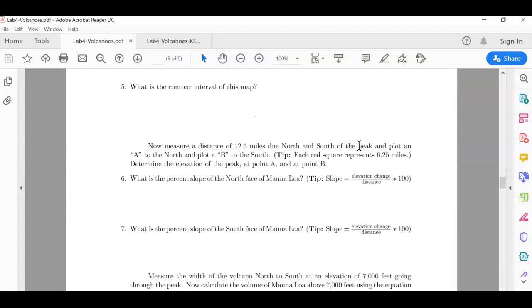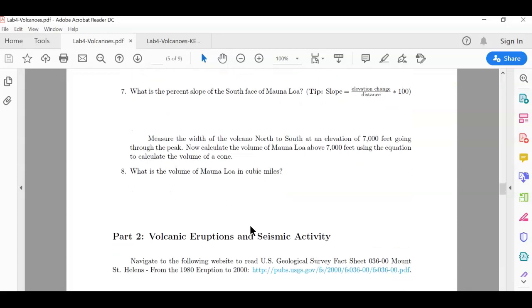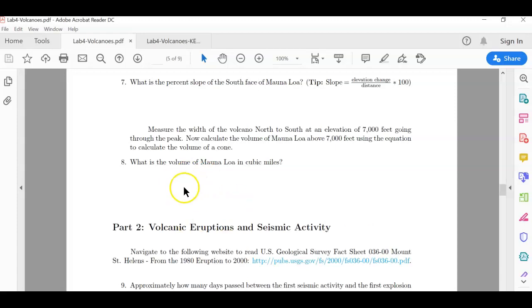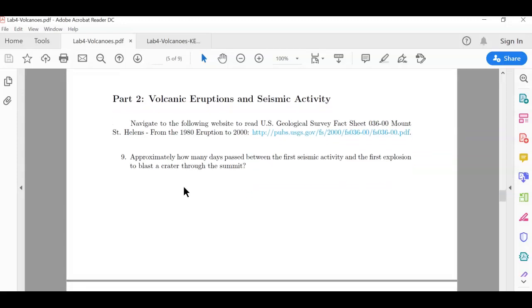So question 5 you can do on your own now. Questions 6 and 7, I believe that you guys can do this on your own again. You just have to measure things like we just did for the previous one. And then lastly, you'll do question 8, which is what we just did for the volume in Mount St. Helens. You'll do the same idea. Okay, excellent. So we're done with part 1.